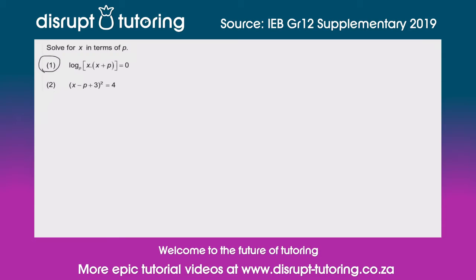Today we're going to deal with an algebraic equation, and we've pulled this question from the IEB's 2019 Supplementary exam. We're going to deal with 1 in this video, and it's log base p of x times (x plus p) equals 0. Now, what we're going to do here is use the definition of a log. So I'm going to give you a quick recap.